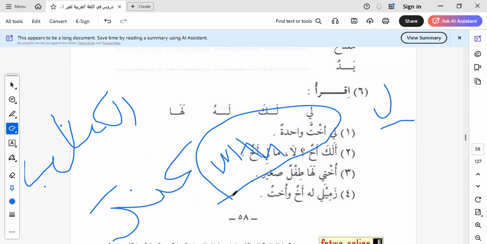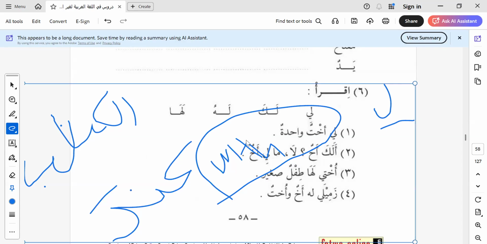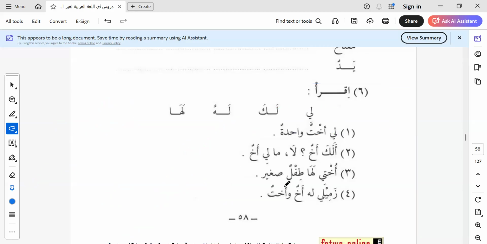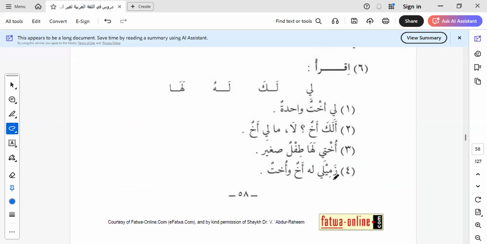But to talk about something that is in your custody, you have it already, that's when you can separate the two. Alaka akhun, li akhun. I have a brother in that sense. Not indi akhun. Do we get it? So, are we together, please? I want us to understand the concept.